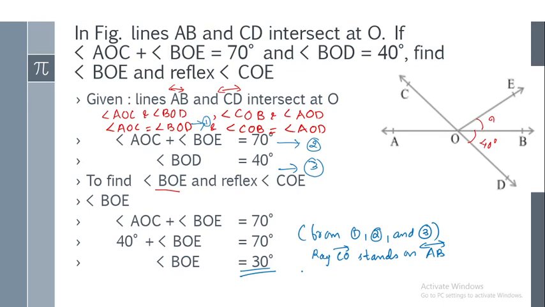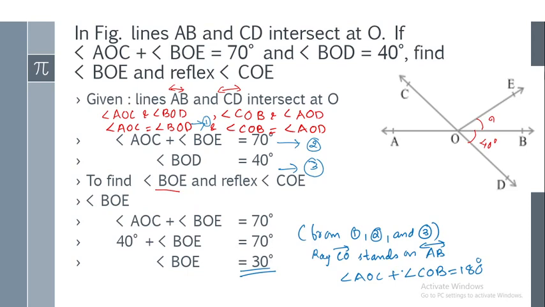So linear pair axiom, how can you say that it is 180 degrees? State the linear pair axiom. If a ray stands on a line, then the sum of two adjacent angles is equal to 180 degrees. So what are the adjacent angles here? If you consider ray CO, angle AOC is adjacent to angle COB. So angle AOC plus angle COB is equal to 180 degrees. Yes, ma'am. Then tell me.